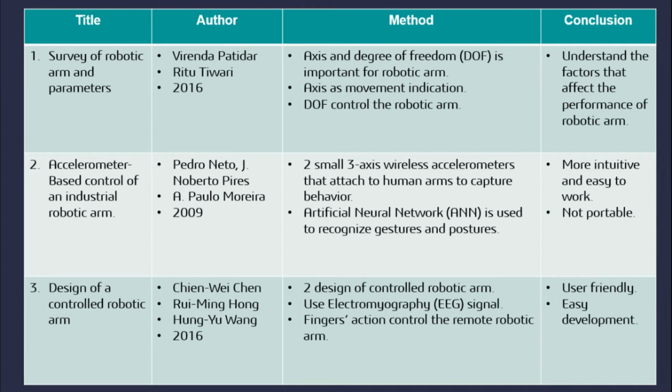Third literature is the design of a control robotic arm. This literature presents two designs of control robotic arm. First design used the electromyography EEG signal, and the second design used finger actions to control the remote robotic arm. Both designs are user-friendly and easy to develop.